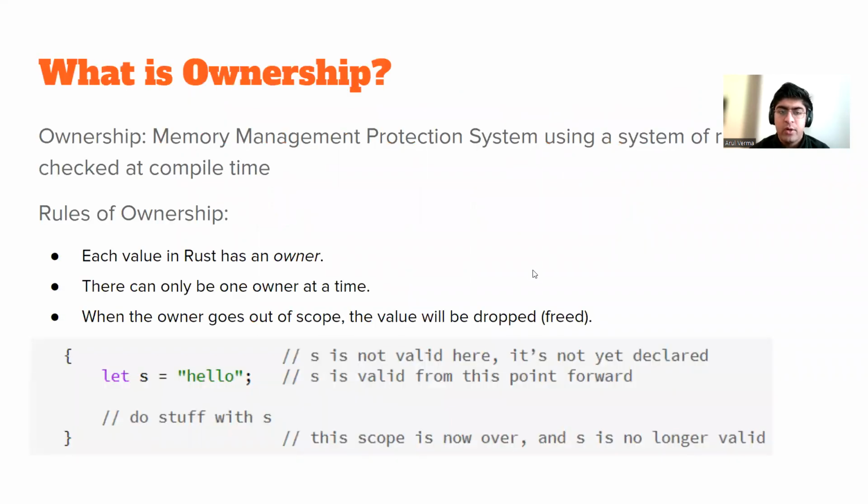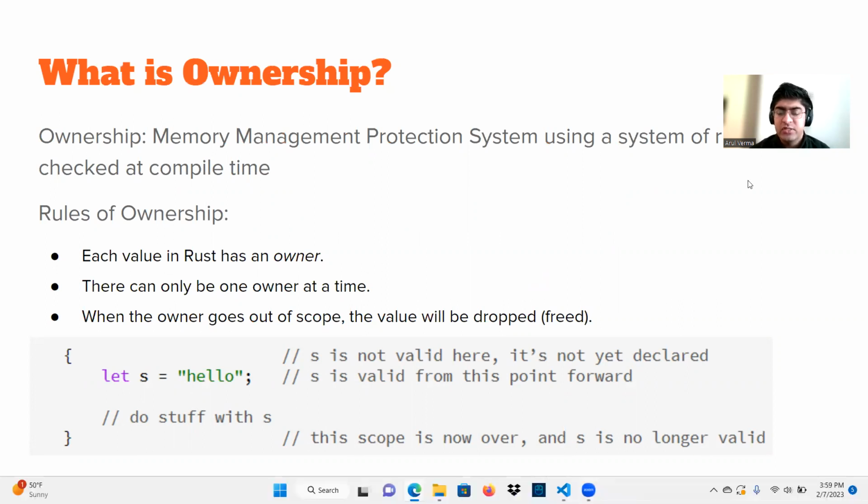So let's start by talking about what ownership is. Ownership is a concept implemented and exclusive to Rust, and it's a form of memory management protection. It's done using a system of rules that are checked at compile time. These are the three key rules of ownership that Rust follows.